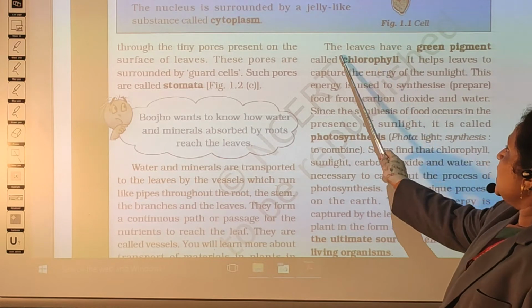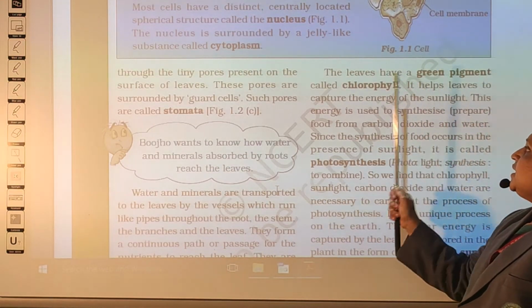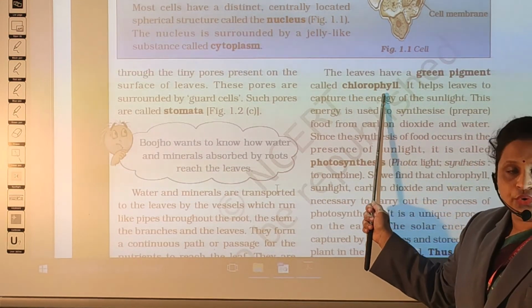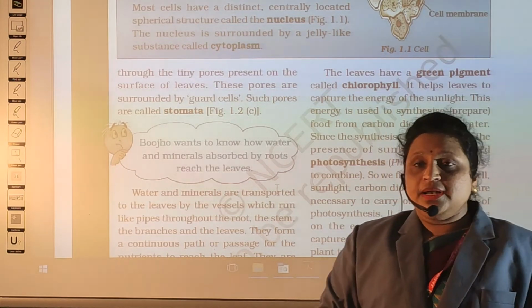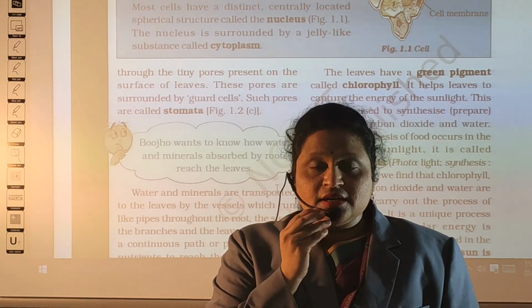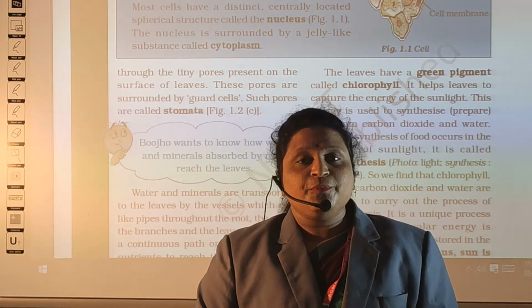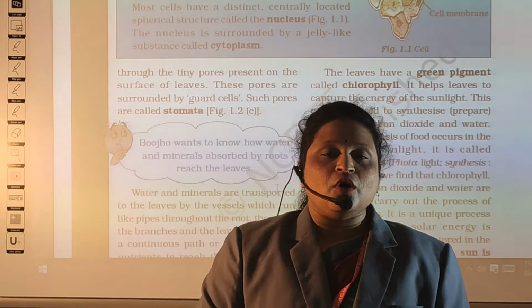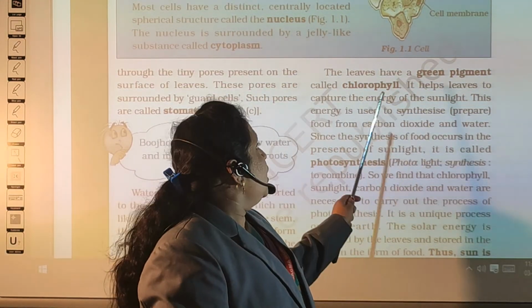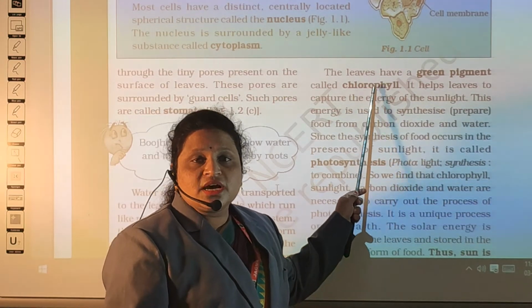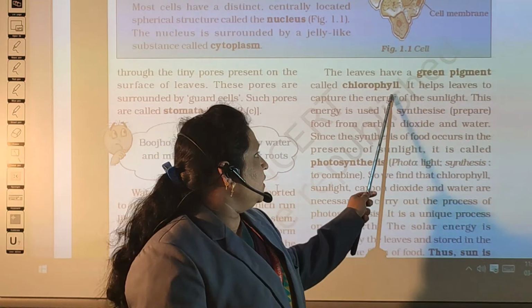Now, the leaves have a green color pigment called chlorophyll. Why are leaves green in color? So, what type of pigment is there? The pigment called chlorophyll. Due to the chlorophyll, leaves look green in color.